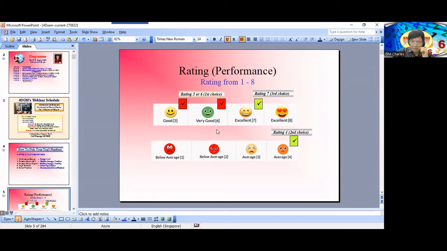Then rating 4 and rating 7. Rating 4 is the second choice. Okay, second choice. And then rating 7, third choice. Okay, and rating 1, 2, 3, you can say bye-bye to these numbers. Numbers with these ratings normally don't appear, maybe 10% chance, or even less.